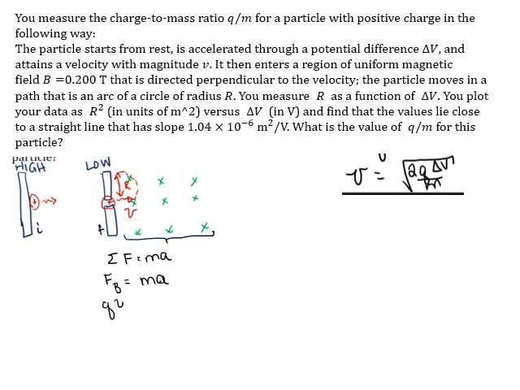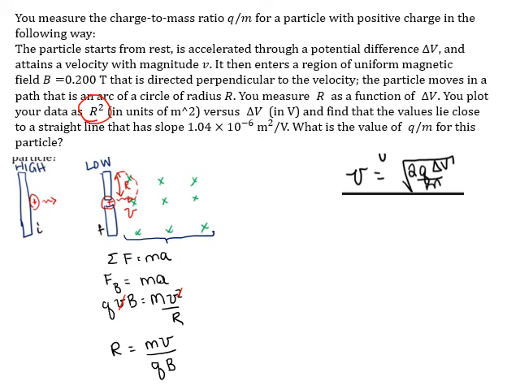Magnetic force is qvB. They're perpendicular, so the angle between them is 90 and sine of 90 is 1. Mass times acceleration is m times v squared over r. I'll divide through by v on both sides. Our problem is talking about doing a graph of r squared, so I'd like to solve this equation for r. R is equal to m times v over q times B.